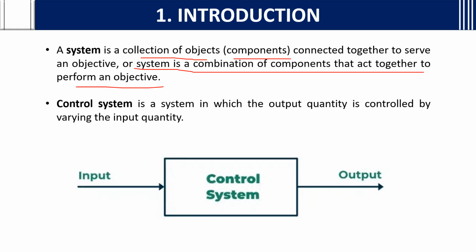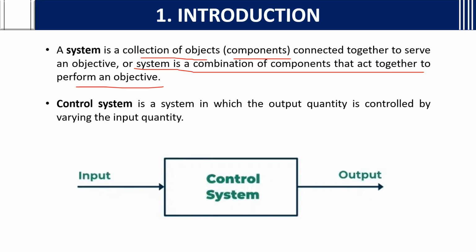A control system is a system in which the output quantity is controlled by varying the input quantity. In a control system, we are controlling the system. A system is to do some objective. Controlling the system means the output quantity can be controlled by the input. If you vary the input, then the output also varies. Understanding? If you want to change the output, by varying the input, we can change the output. This is nothing but a control system.